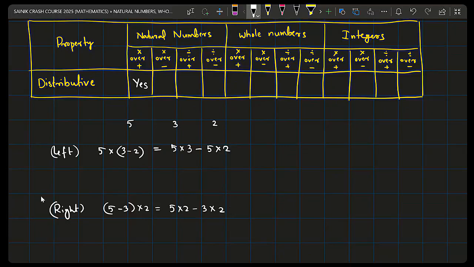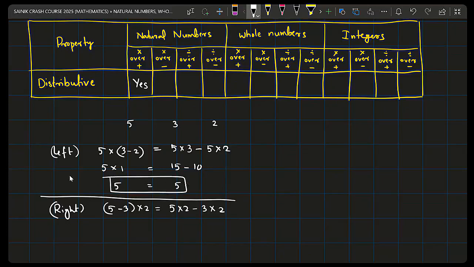So first I am checking left distributive property. That is, first this bracket we are going to simplify. 3 minus 2 is 1. 5 3s are 15, 5 2s are 10. 5 1s are 5, 15 minus 10, 5. Yes, they are equal. That means this property is satisfied.